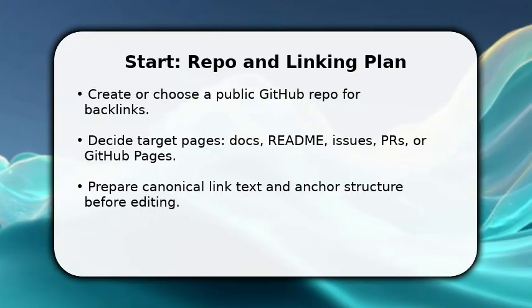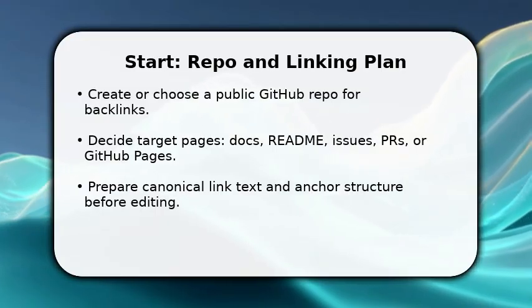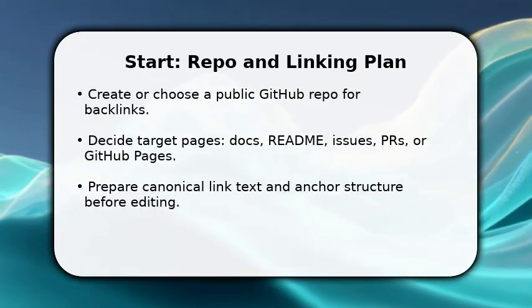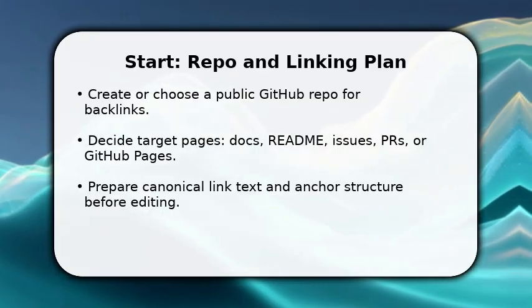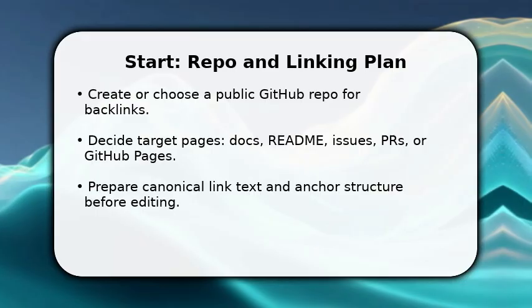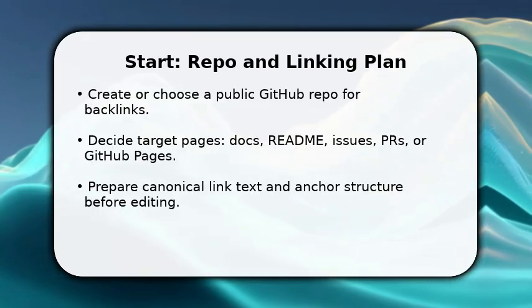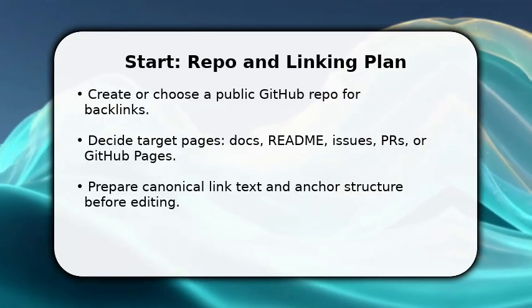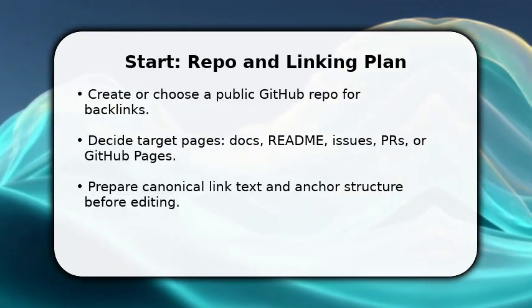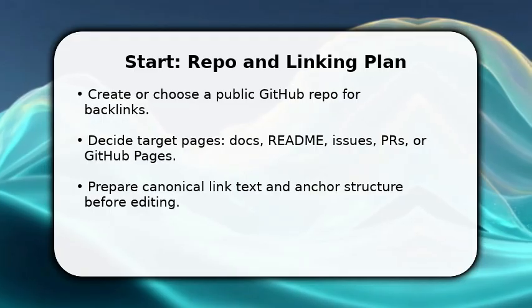You begin by picking a public repository and a clear linking plan so search engines and users find value. Set goals for which pages you want to boost. Once chosen, open the README or a documentation file and draft concise anchor text that matches search intent. Make sure to use descriptive phrases, not generic terms, because anchors communicate context.